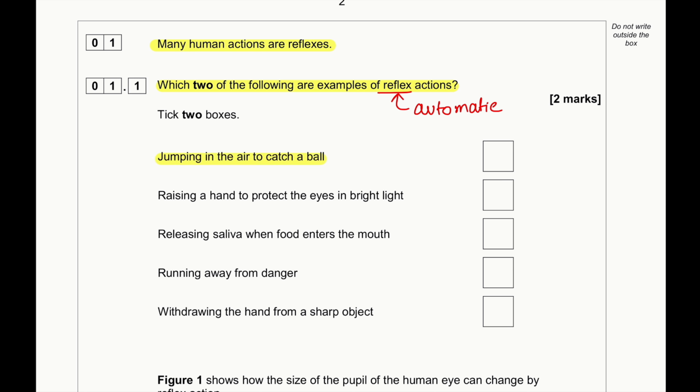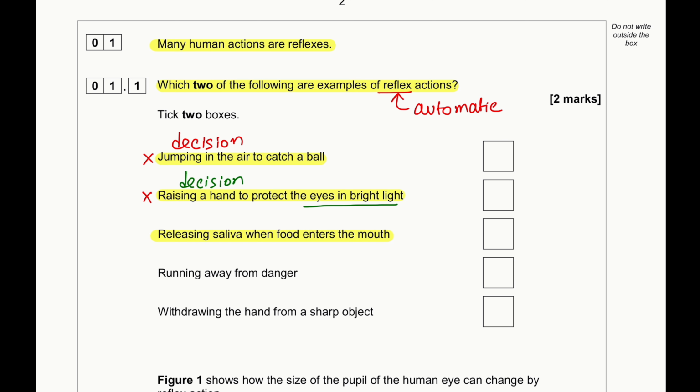This one requires active decision. Raising a hand to protect the eyes in bright light. This one also requires an active decision. So, protecting the eyes in the bright light can decrease the size of the pupil. That would be automatic. Releasing saliva when food enters the mouth.